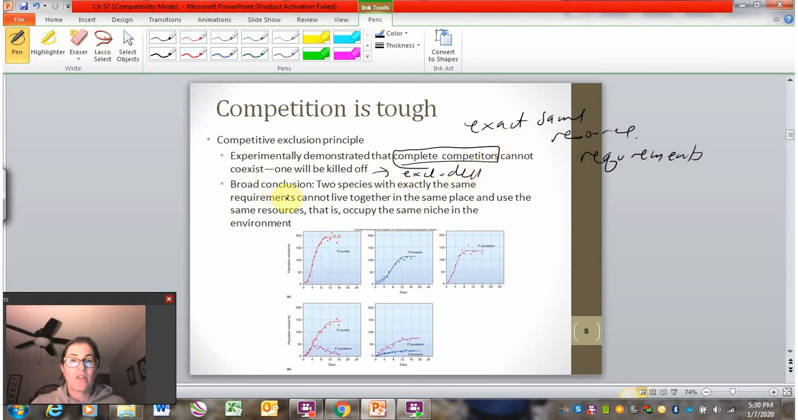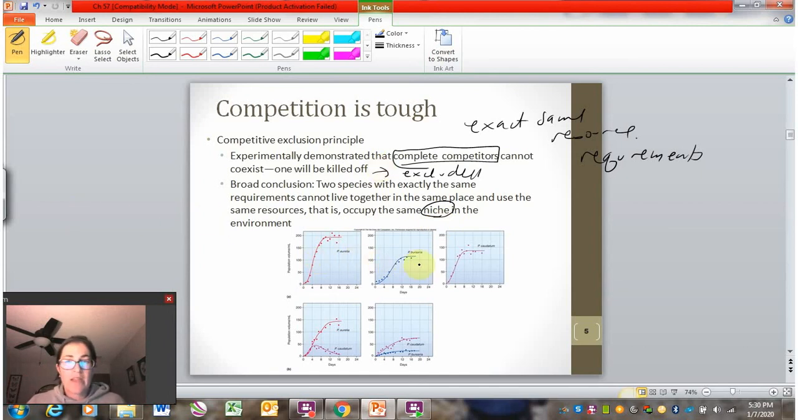So the broad conclusion is that two species with exactly the same resource requirements cannot live together in the same place and use the same resources. That is, occupy the same niche in the environment. So a niche is a space and resource setting that organisms utilize.